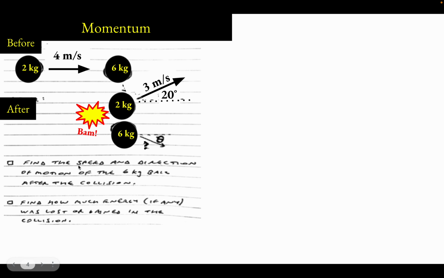And what we're supposed to do is find the speed and direction of motion of the 6 kilogram ball after the crash. Well, the key here is you don't want to conserve KE across the crash, because some of that energy is going to get lost in the form of heat and sound to the environment. So the go-to concept here is conserving momentum. So you can conserve it independently in the vertical and horizontal directions.